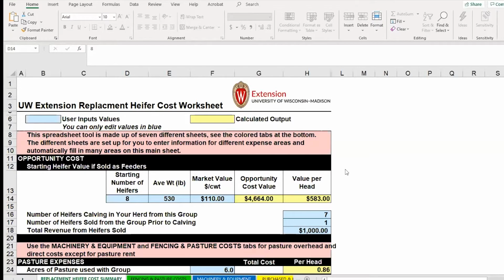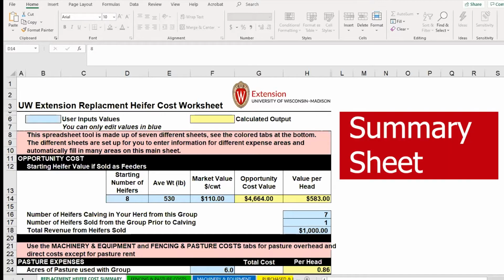The purpose of this spreadsheet tool is to help beef producers look at their costs from raising replacement heifers from weaning up until they calve into the beef cow herd. It is a series of several spreadsheets that all look at different components. We'll go through the summary sheet here where we start out.